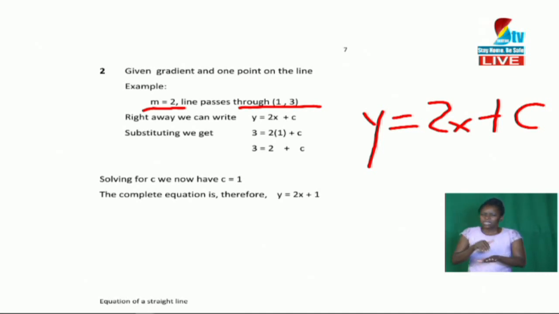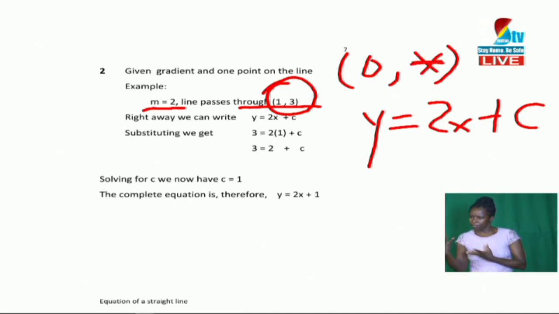We don't have a c here. Why do we not have a c? Because what we are looking at here is not the same as what we were looking at on the previous slide. Those ones had 0 on this side, but this one is (1,3), so we cannot take the 3 to be a c here. But what can we do? Of course we don't know what c is, but we know the y coordinate, and we know the x coordinate. Here is the y coordinate, here is the x coordinate.